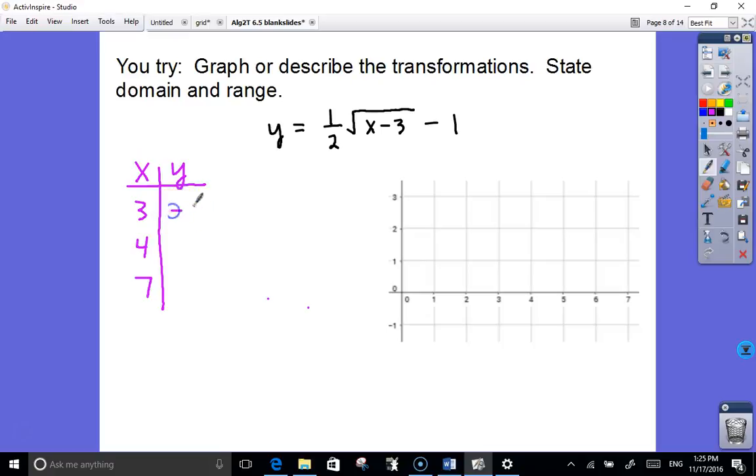This is going to be 3, negative 1. 4, 1 half, negative 1 half. And 7 minus 3 is 4, square root is 2, times 1 half is 1, minus 1 is 0. So I'll make a table of values. And 3, negative 1 is here. 4, negative 1 half is here. And 7, 0 is here. Draw the graph.